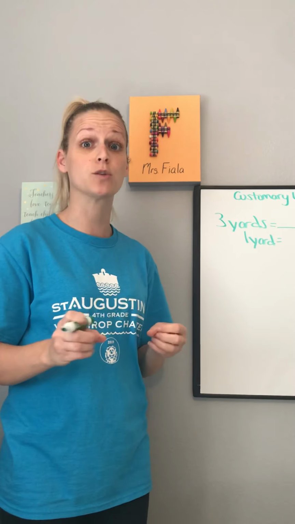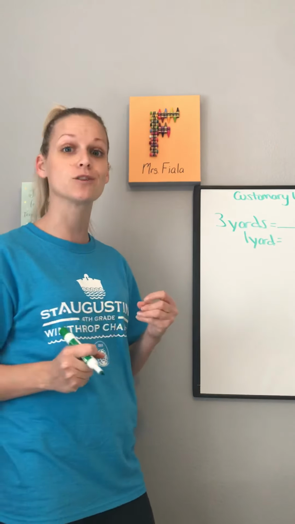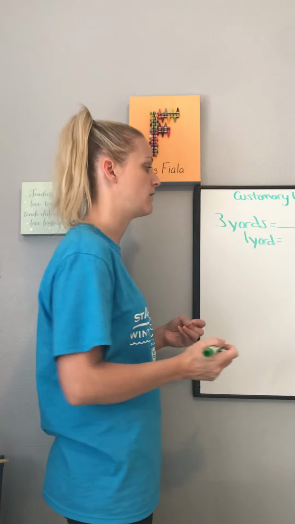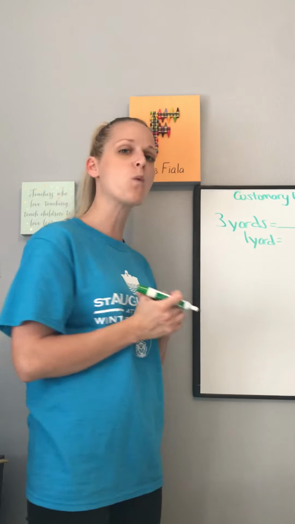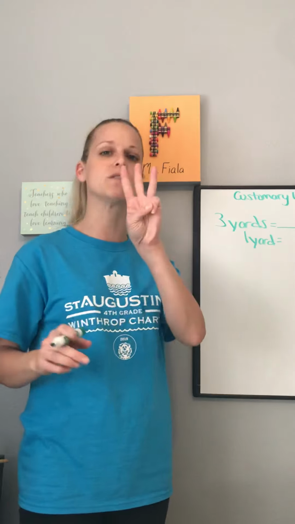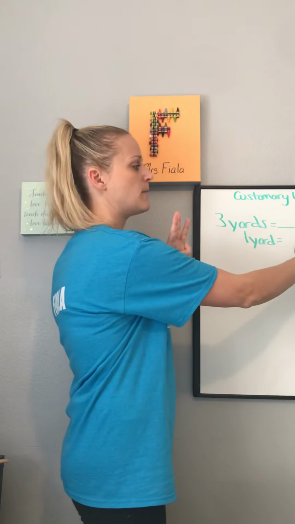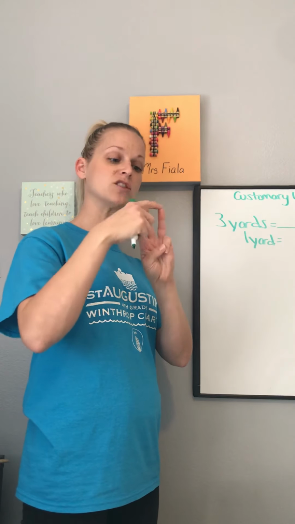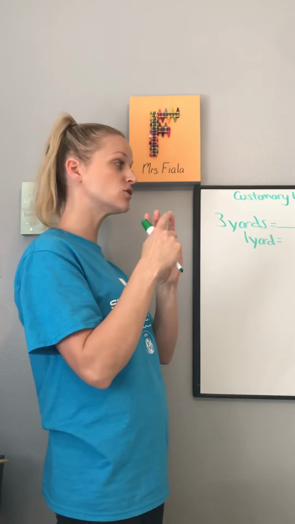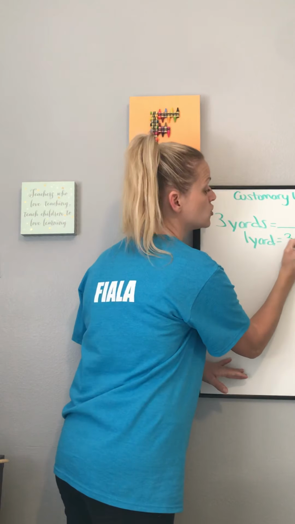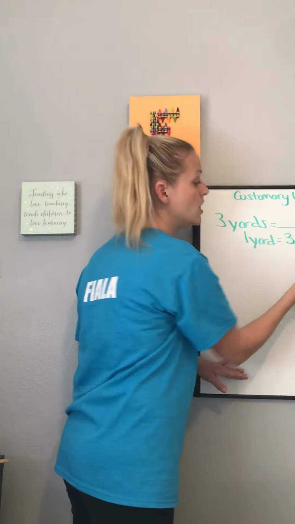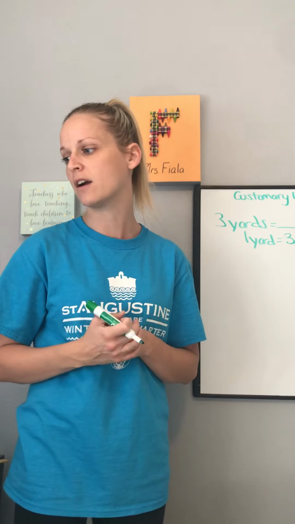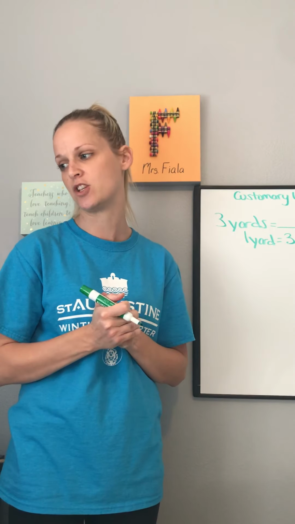This is not on your reference sheet. This is the one thing here that is not on your reference sheet. You have to memorize this, or you can figure it out from the information given to you on your reference sheet. So 1 yard, we know from our reference sheet, is 3 feet. But we want to know how many inches that is. So if there's 12 inches in 1 foot, how many inches are in 3 feet? Well, 12 times 3 gives me 36. So 1 yard is equal to 36 inches. You have to remember that, okay? 1 yard is equal to 36 inches, okay?